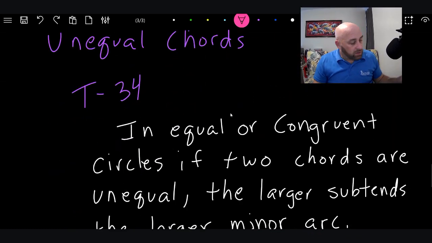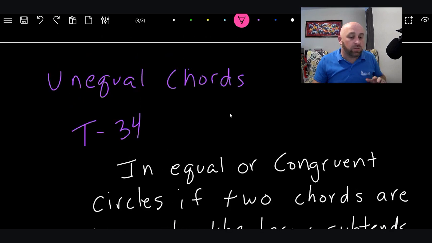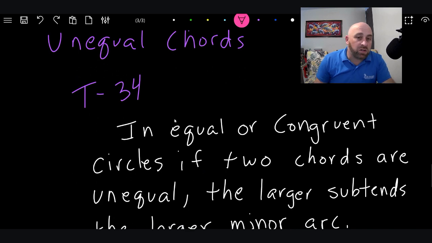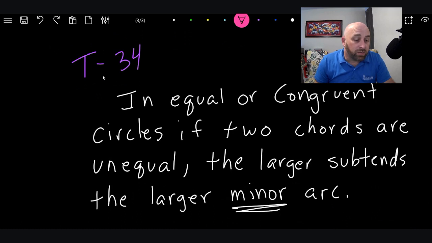All right, next, go ahead and skip over to page 136. Page 136. Well, what about unequal chords? In this case, now the chords are not the same. On the last one, we just had equal chords, so AB equaled CD. What happens when the chords are not the same? So I've got one chord bigger than the other chord, for example. Theorem 34 says, in equal or congruent circles, so again we're starting with congruent circles, if two chords are unequal, the larger chord subtends the larger minor arc.